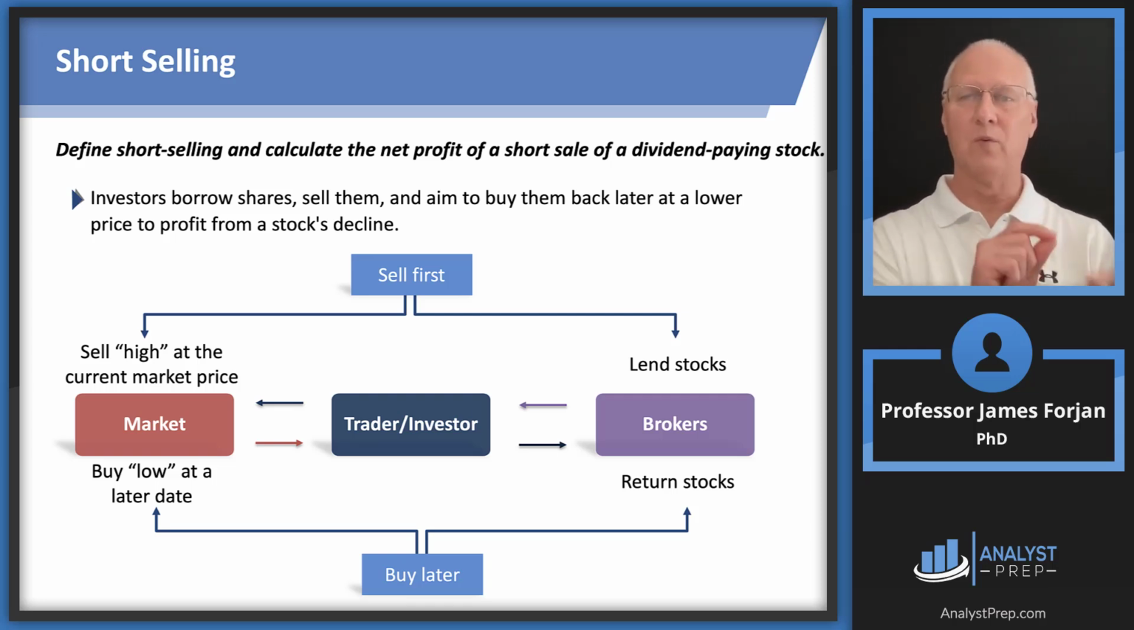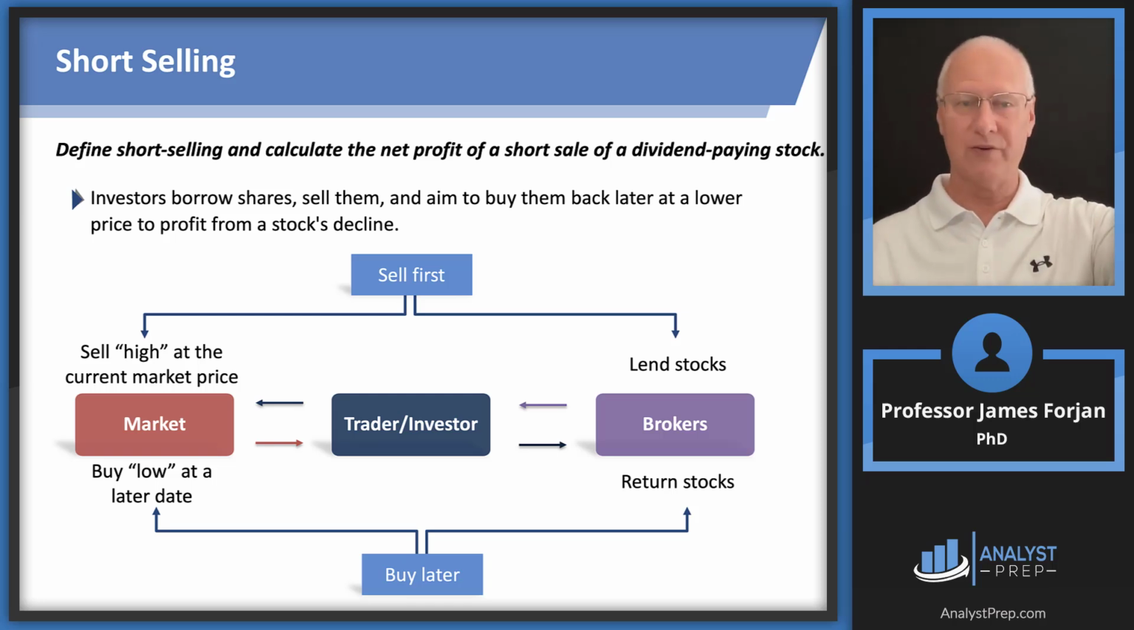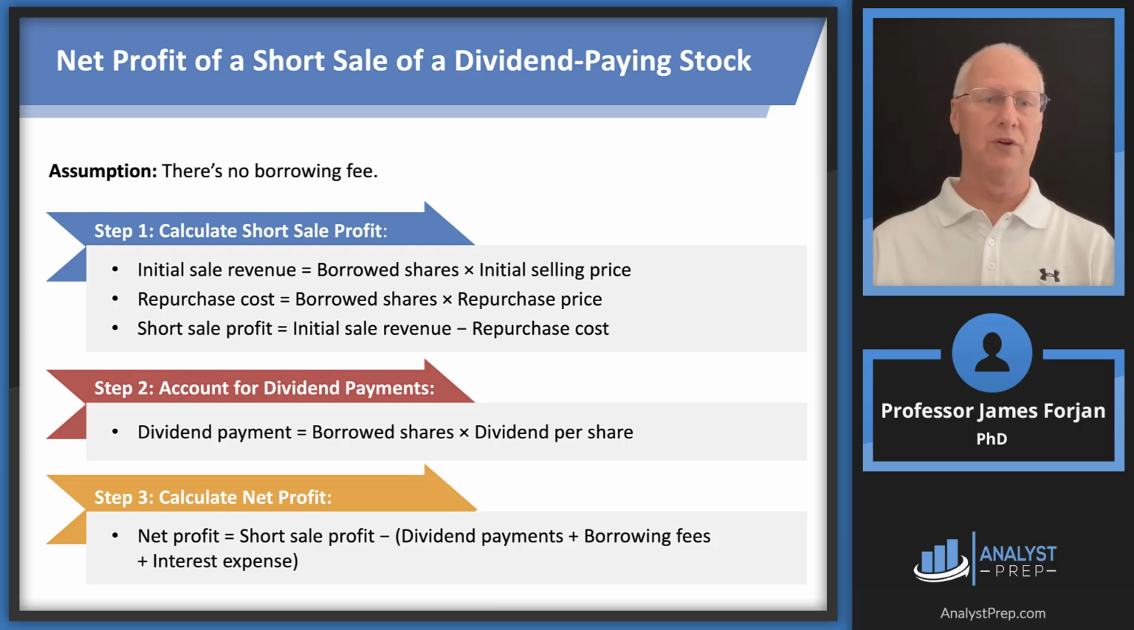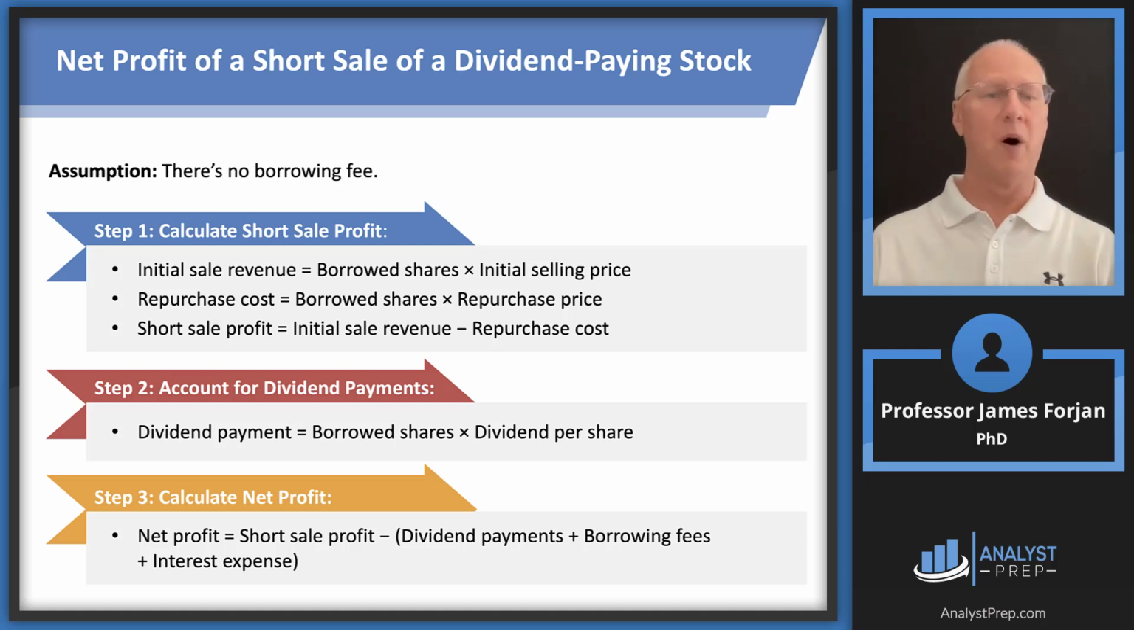All right, so everybody get this. When you take the long position, you buy now and you sell at a higher price later. When you take the short position, you sell first at the higher price, hoping that the price falls. Short and long position. Now let's go ahead and ask ourselves the question, all right, suppose we do this, then do we make any money? So the first assumption in the chapter is that there is no borrowing fee.